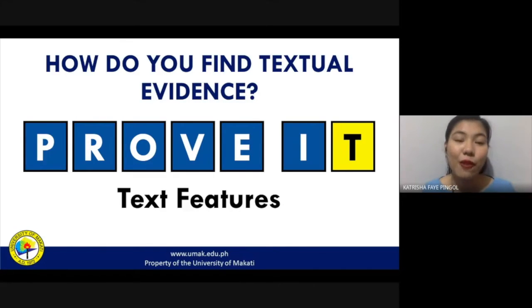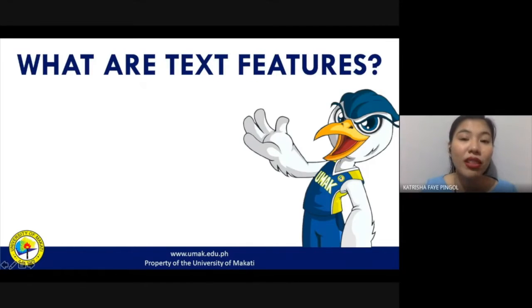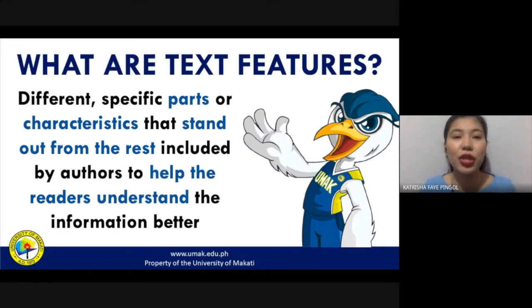Last but not the least, of course, are text features. Text features are very important because they are considered markers of information, which later we would be discussing as well. Now let's describe what text features are. Text features are simply certain things about these particular texts which the author chose to include or chose to use because the author wants to emphasize something, wants to make the readers better understand, and provide a better understanding of what the text is all about.